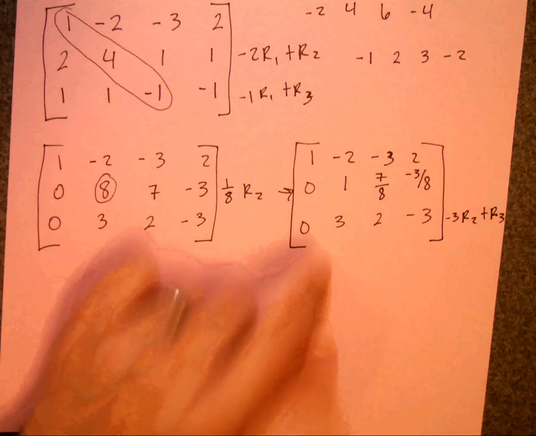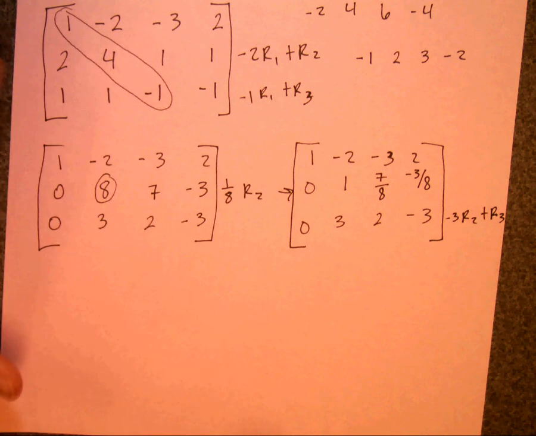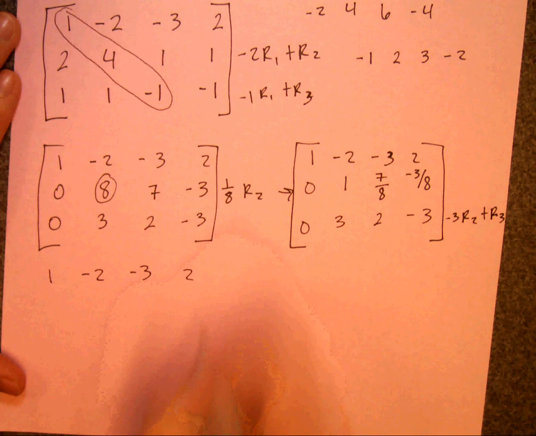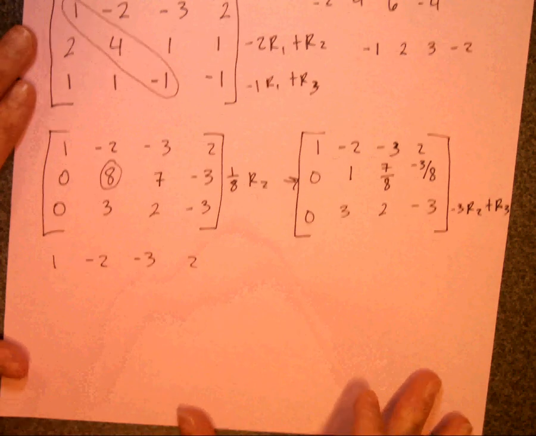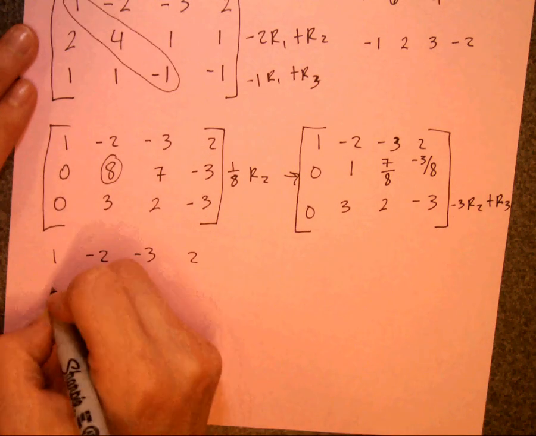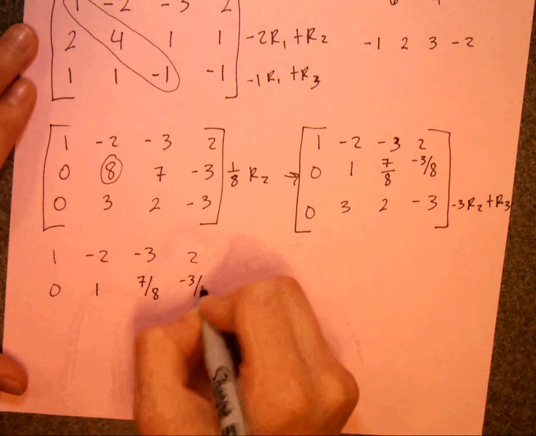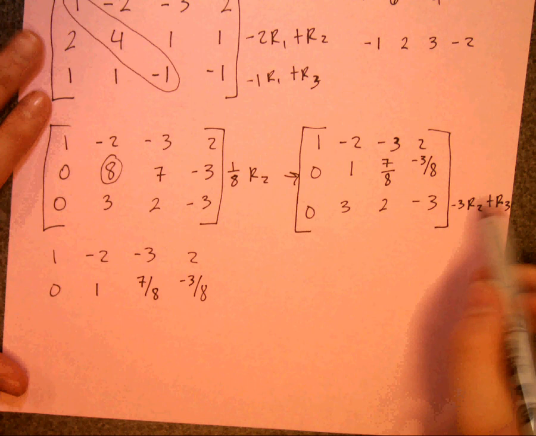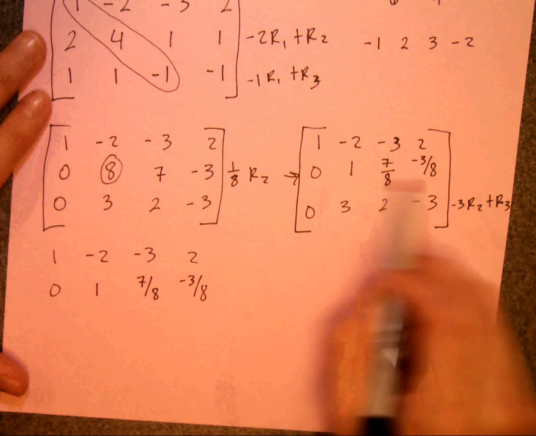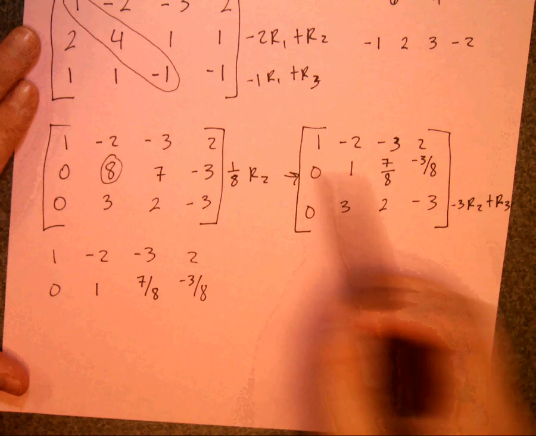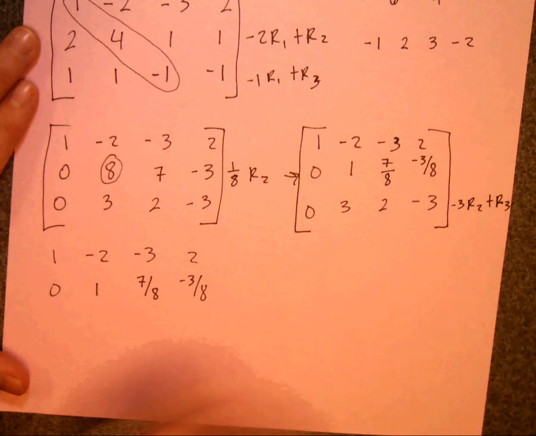Okay. So again, top row is not going to change. I have 1, negative 2, negative 3, positive 2. Middle row, I'm done with it, so it's not going to change. I have 0, 1, 7/8, and negative 3 over 8. But I'm going to multiply that middle row by negative 3 and add it to the last row. So I can write out what it'll be when I multiply by negative 3. I'll just write it underneath.